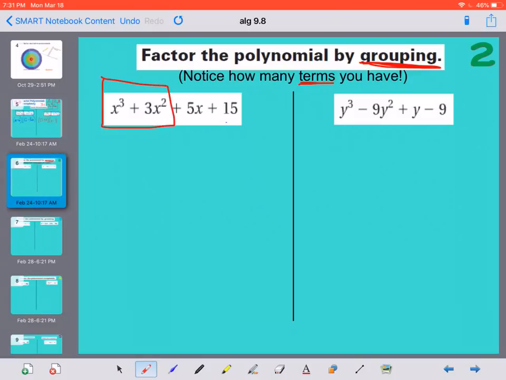If I make a group of these 2, I can see what I have in common. Looks like in those 2 terms, what I have in common is x squared. Now if I take out x squared from x cubed, all I'm left with is x. If I take out x squared from 3x squared, all I'm left with is 3. So that's my factor in my first group.